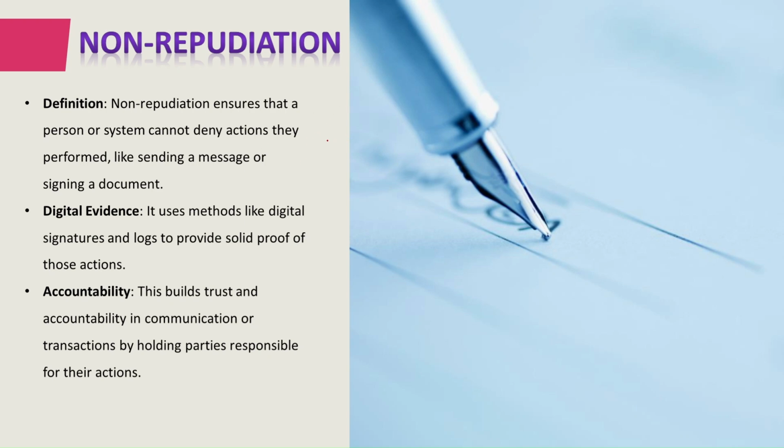Another concept is non-repudiation. What is non-repudiation? Non-repudiation ensures that a person or system cannot deny actions they performed, like sending a message or signing a document. Digital evidence: non-repudiation basically uses methods like digital signatures and logs to provide solid proof of those actions. And accountability: this builds trust and accountability in communication or transactions by holding parties responsible for their actions. So non-repudiation basically ensures accountability.